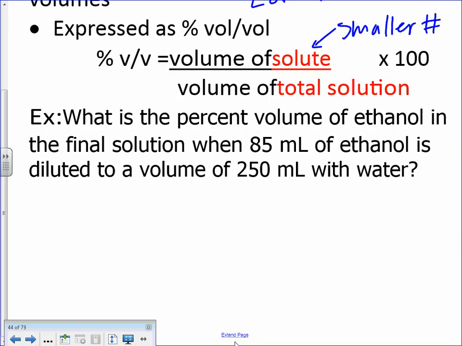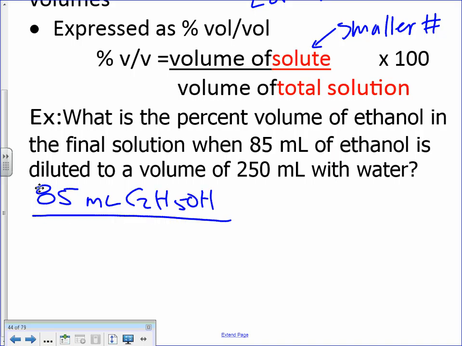Tell me how you're going to set this up. John, how would you set up this one to find the percent solution? 85 milliliters of ethanol. Over what? Why are you saying 250? Why are you not adding?